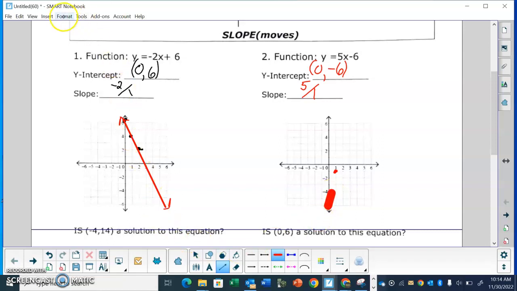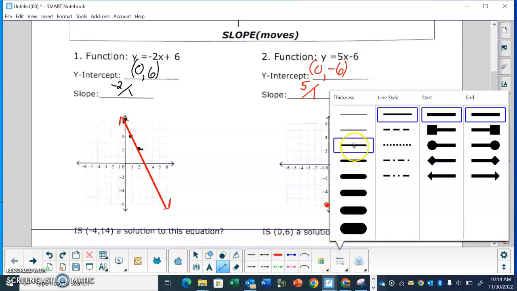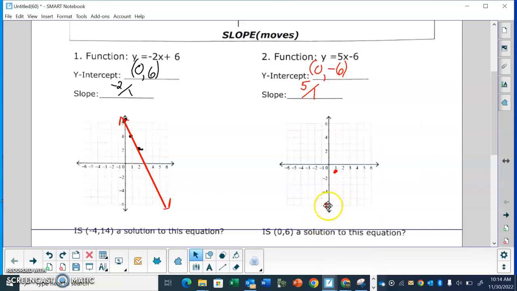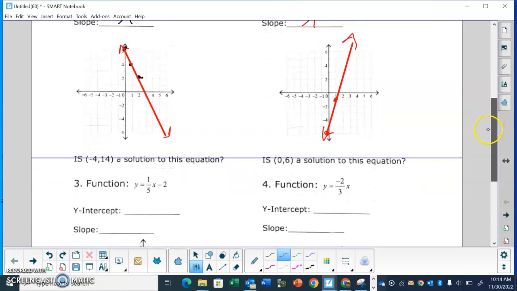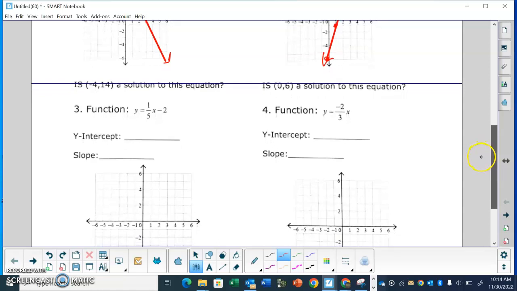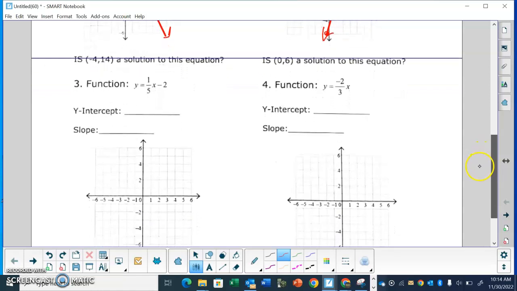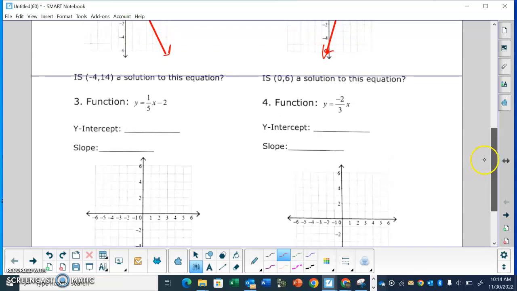Oh, that's a big one. I don't want that. So let's get a little bit of a smaller line there. There we go. All the way across the graph, through both points, and put your arrows on the end. Okay, so that's graphing using a point and the slope, or using the y-intercept and the slope. So now we have to answer the questions down here.